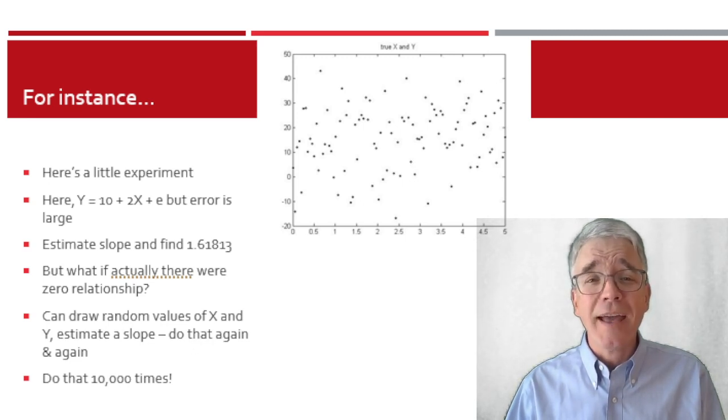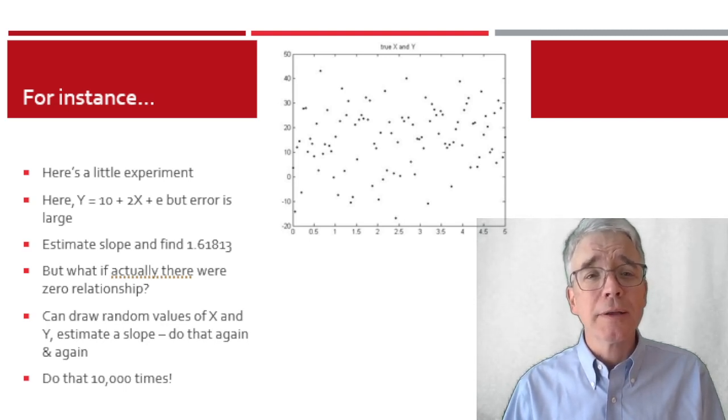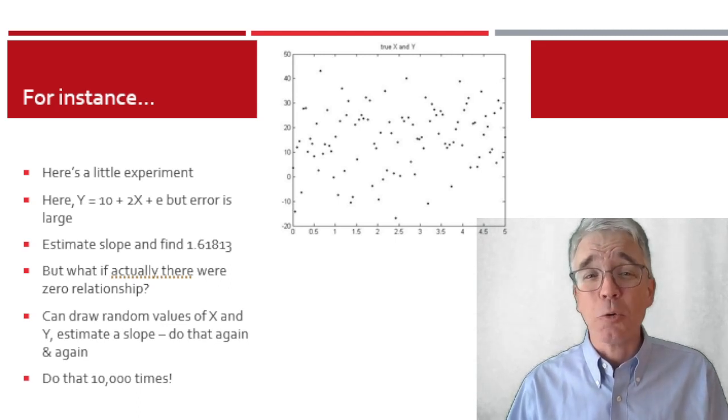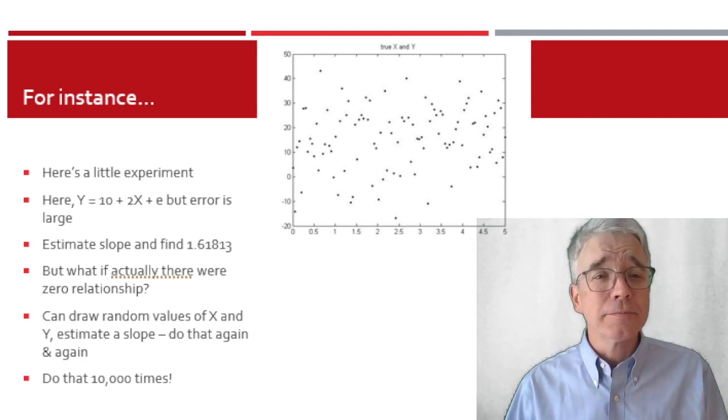What if actually there was zero correlation? What if the true value of beta 1 were 0? I could still randomly get some y values that might produce a slope that's not 0. I estimate a slope on those genuinely uncorrelated values. Well, I do that 10,000 times just to see what kind of results I get.